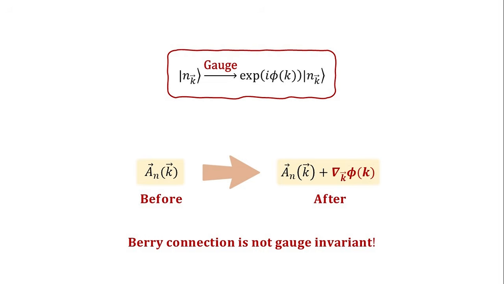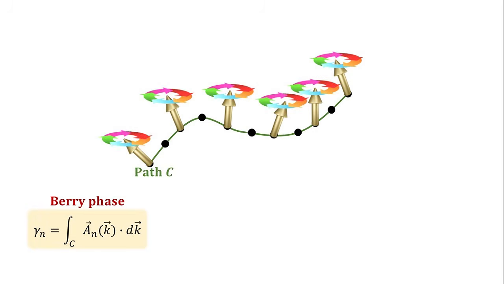Instead, it serves as a crucial mathematical tool that, despite being gauge-dependent, forms the foundation for understanding fundamental physical phenomena such as the Berry phase and Berry curvature. Now, how about the Berry phase? Given a path C in parameter space, the Berry phase associated with this path is given as follows.